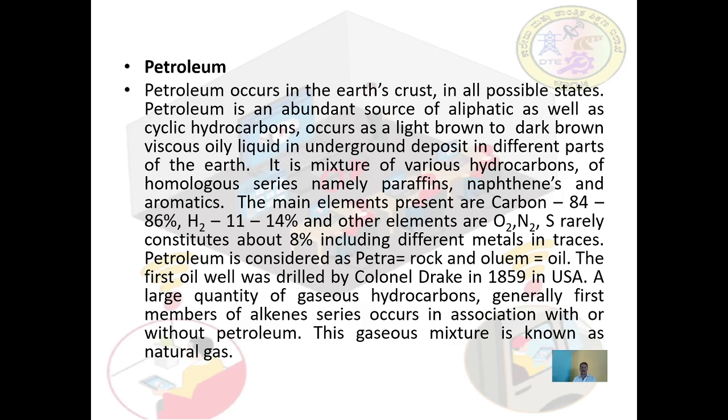Petroleum mainly contains the elements like carbon, around 84 to 86%, hydrogen around 11 to 14%, and other elements that are present in the crude petroleum are oxygen, nitrogen, sulfur, and this actually rarely constitutes around 8%, including different metals in traces. In Greek, petroleum is petra meaning rock and oleum meaning oil. That is, petroleum is rock oil.